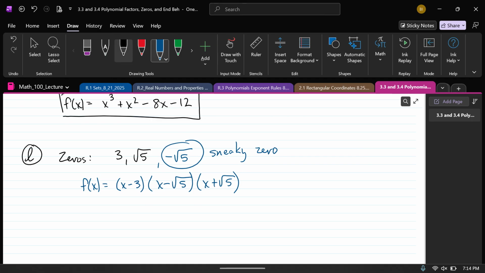Okay. So I'm multiplying these two together first because they got the square roots in them. I think something weird happens with that. So I'm going to multiply x times x. And then x times radical 5 is just going to be x radical 5. And then we're going to multiply x times negative radical 5. So that's negative x radical 5. And then negative radical 5 times positive radical 5 is negative radical 25.